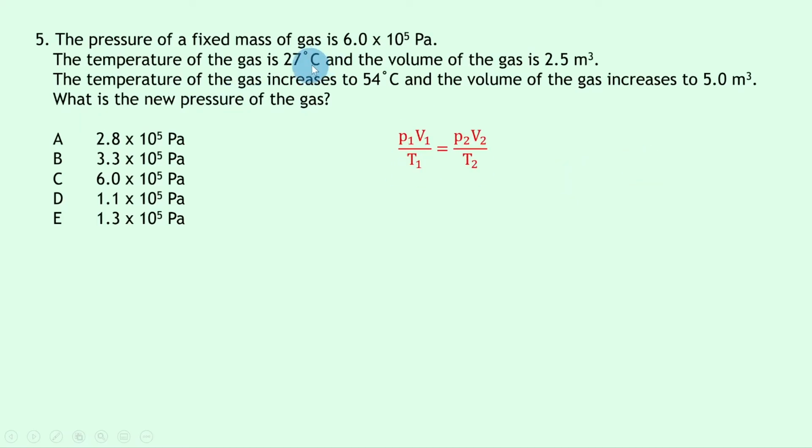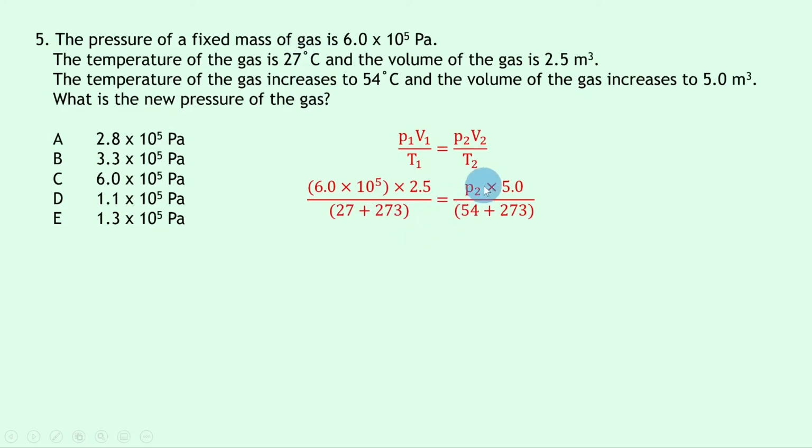And notice as well that we're given temperatures in degrees Celsius, but remember the general gas equation only works when the temperatures are measured in Kelvin, not degrees Celsius. So we need to change both of those temperatures into Kelvin by adding 273. So if we sub in the numbers into this equation, we get 6.0 times 10 to the 5 for the initial pressure P1 times 2.5 for the initial volume divided by T1, which was the 27 degrees Celsius plus the 273 to get it into Kelvin.